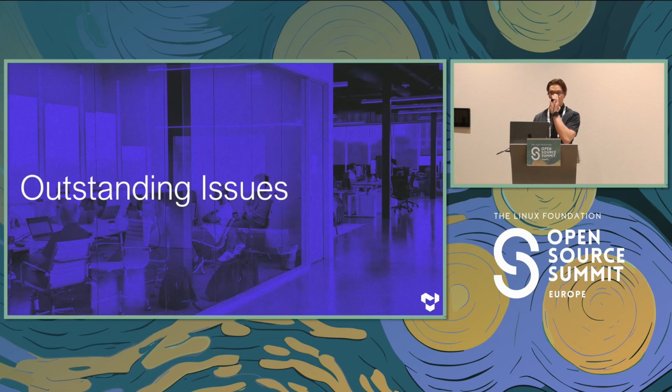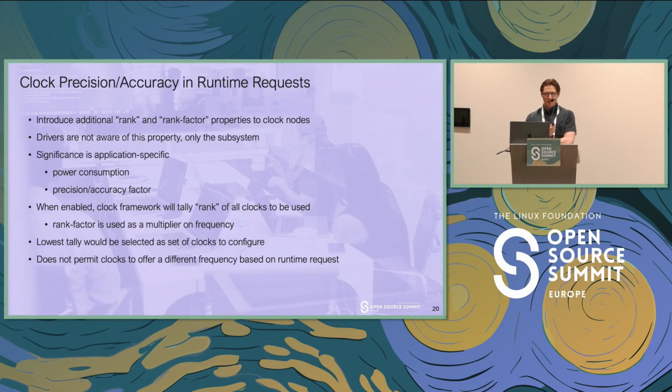So, outstanding issues. There's a couple of things I think we still need to get through to get this framework to a place where it's good to go. The first thing is clock precision and accuracy. Right now, my primary concern with precision and accuracy is that I don't want to encode a whole bunch of different precision request parameters into the API. The reason being, precision and accuracy, fine, those make sense, but power consumption is another thing someone could care about.